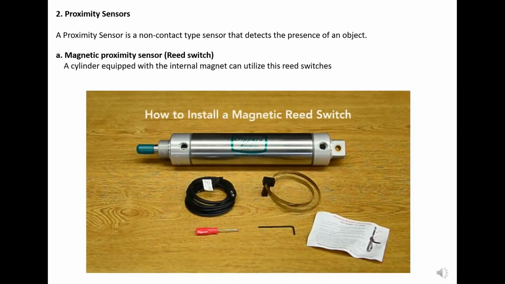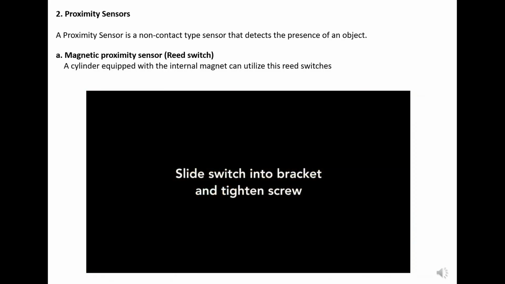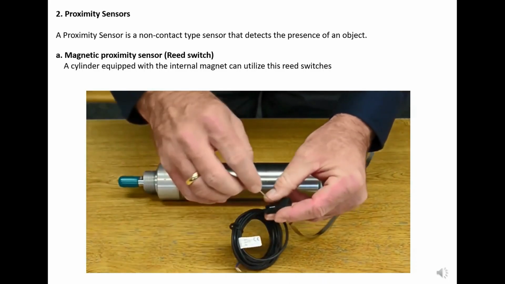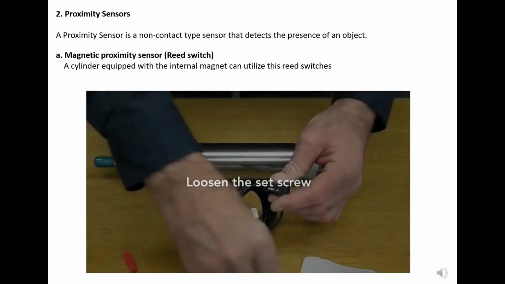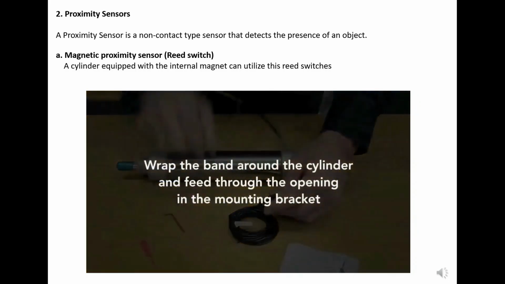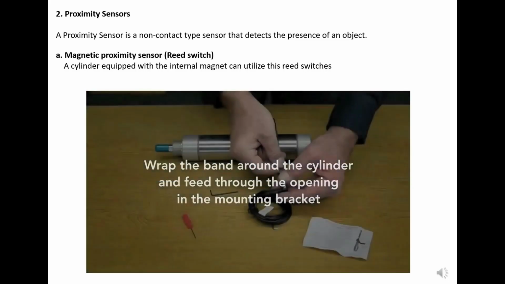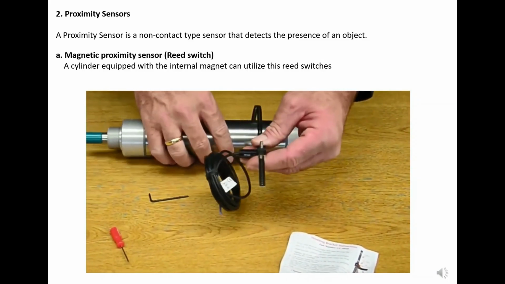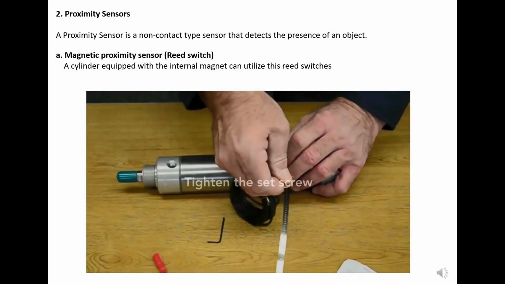Here's how to install a magnetic reed switch. First, slide the switch into the bracket and tighten the screw with the provided clipper screwdriver. Then loosen the set screw with the provided Allen wrench. Wrap the band around the cylinder and feed it through the opening in the mounting bracket. Tighten the set screw.